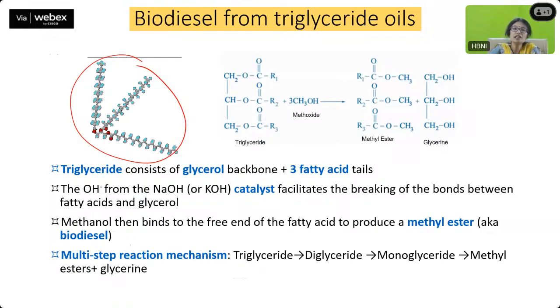And the methanol will then combine to the free end of the fatty acid and it produces a methyl ester, as you can see over here. And this is biodiesel. But you have to remember, this is a multi-step reaction mechanism. It moves from triglyceride to di to mono and then methyl esters and glycerin. That is what is formed. So this is how you generate biodiesel from the triglyceride oils, which is what you obtain using your sunflower and, you know, all these different algae oil.